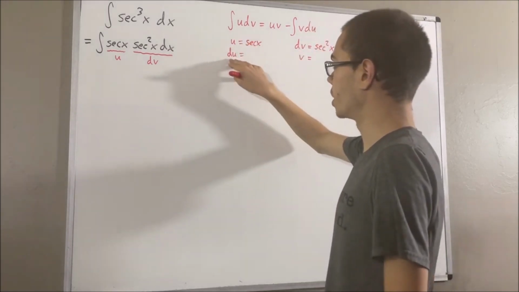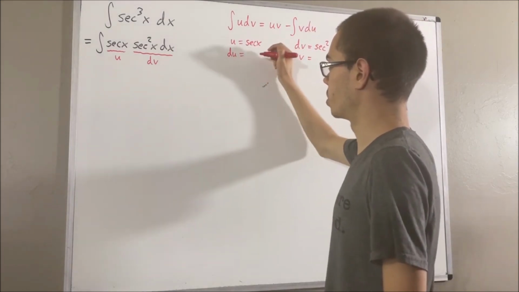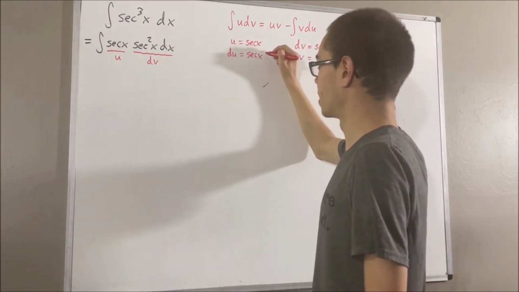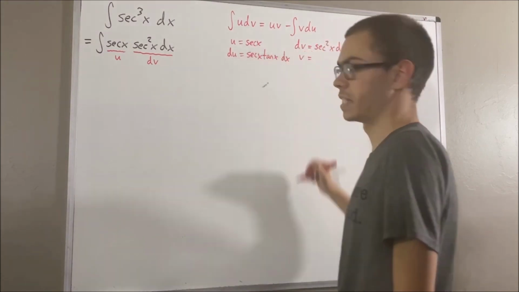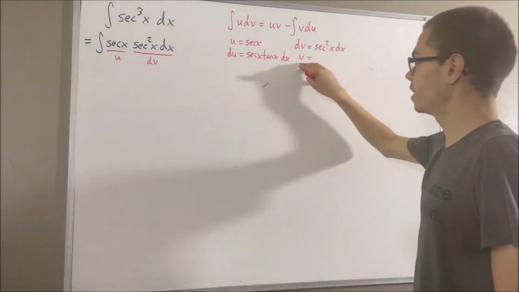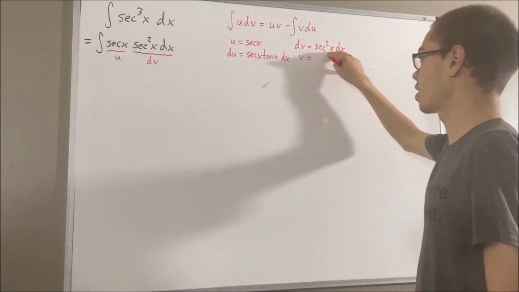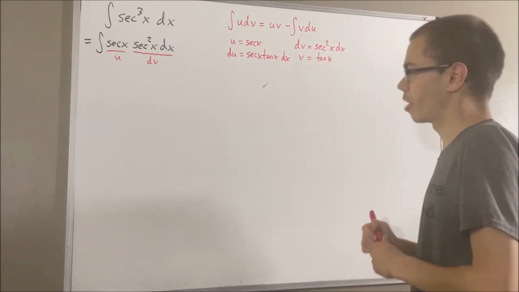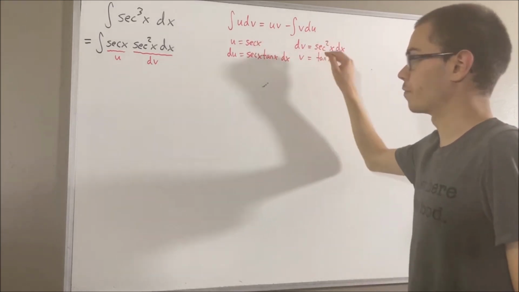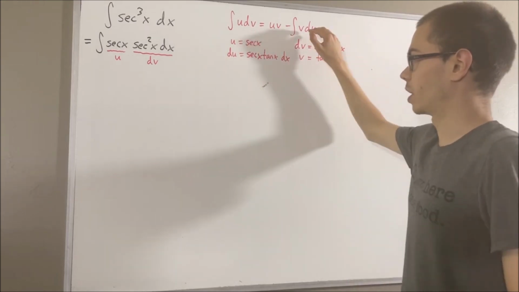Now, du is just the derivative of secant x, which is secant x tangent x. And let's not forget the dx. And v is just the antiderivative of secant squared x, which we know is tangent x. Okay, so now that we know all four pieces of information, let's apply this formula.